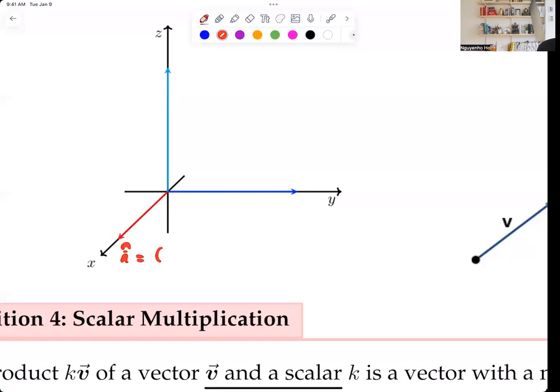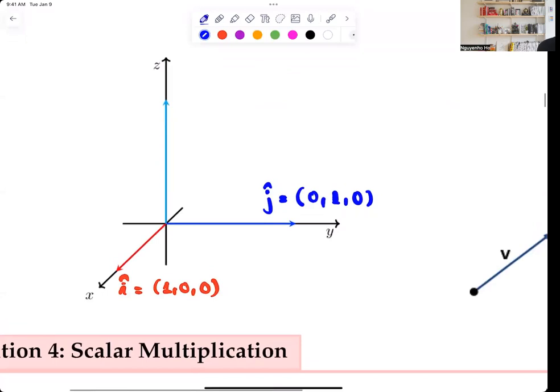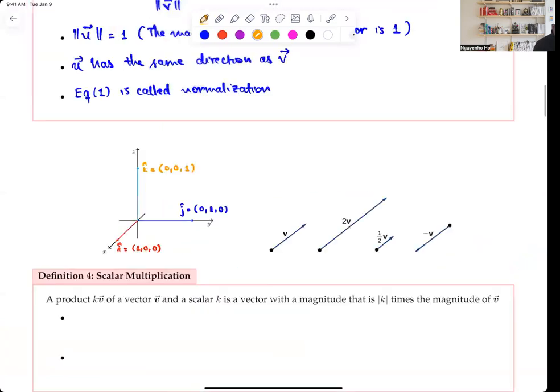So i hat is equal to (1, 0, 0). This is j hat, (0, 1, 0). And this is k hat, (0, 0, 1). So i, j, and k are called the standard unit vectors.